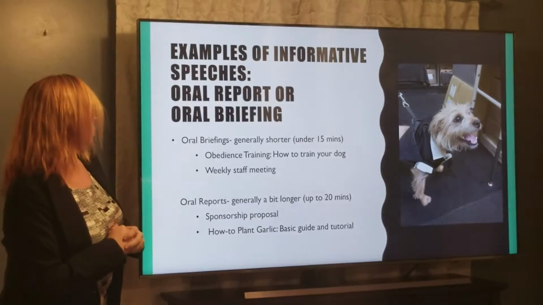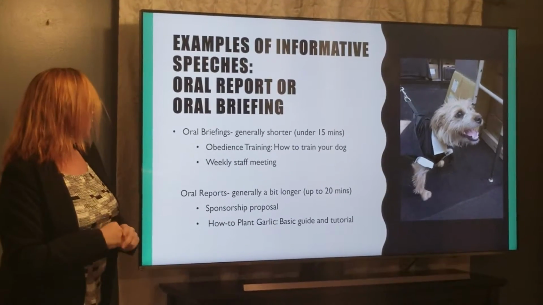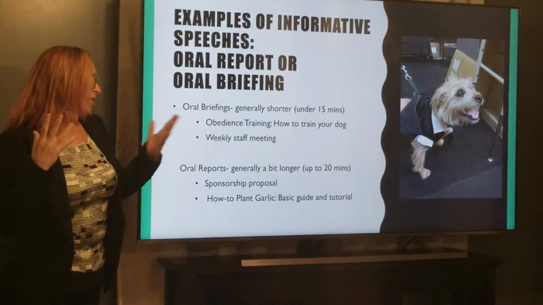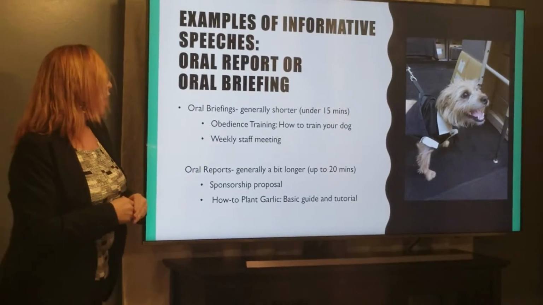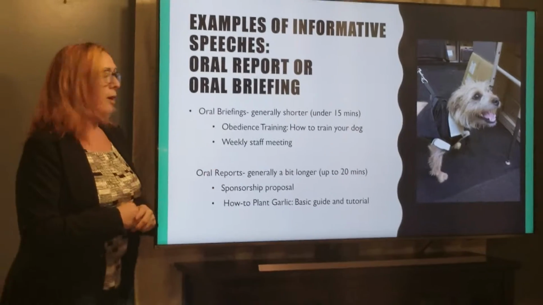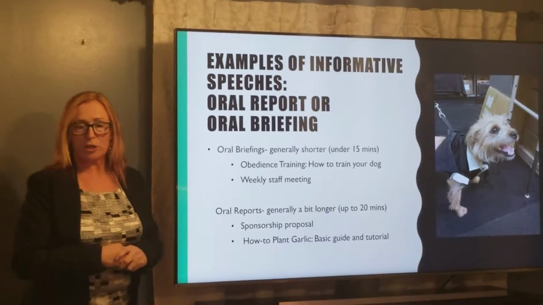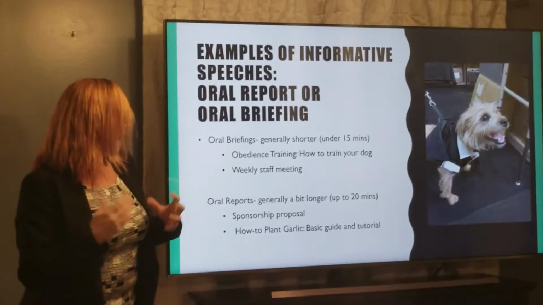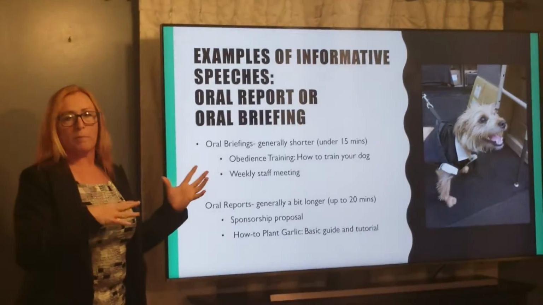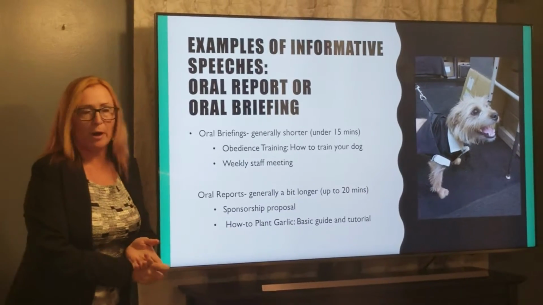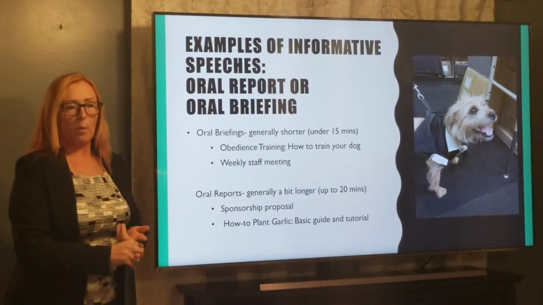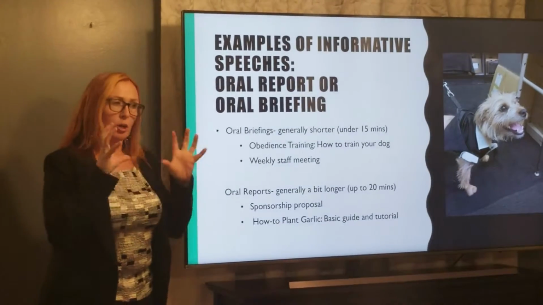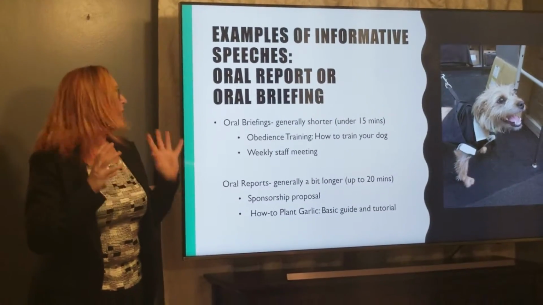So, a couple examples quickly of informative speeches. For oral briefings, again, they're usually shorter, like obedience training, how to train your dog, or weekly staff meetings. Oral reports, again, like I gave you the example of the sponsorship proposal, and then like how to plant garlic. Garlic would be one basic guidance tutorial. A lot of those would be like any type of how to build raised beds, how to incorporate companion planting in an organic garden, any type of tutorial. You're teaching people something in informative speeches.